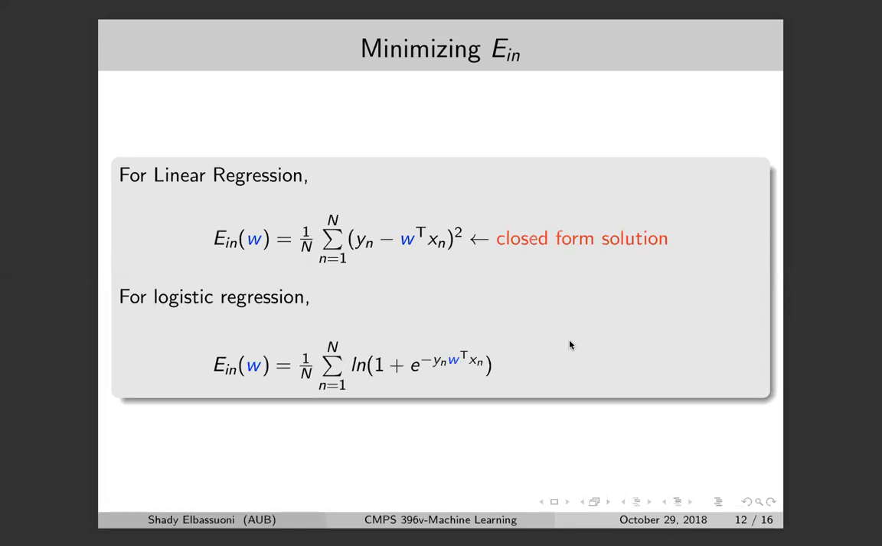Okay. Should we distribute the ln for both, like ln of A plus B is ln of A times ln of B? No. You do ln of 1 plus e to the power of minus yn W transpose xn, you do 1 over x. So the derivative of ln of x is 1 over x.